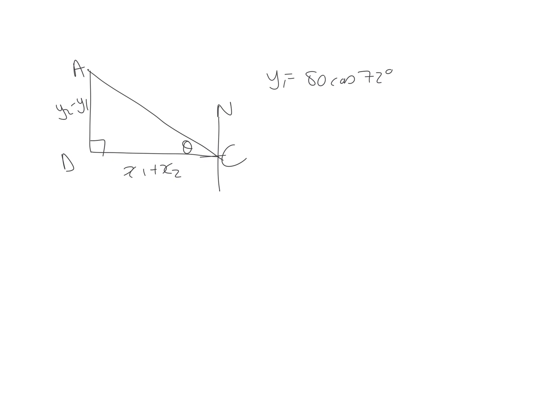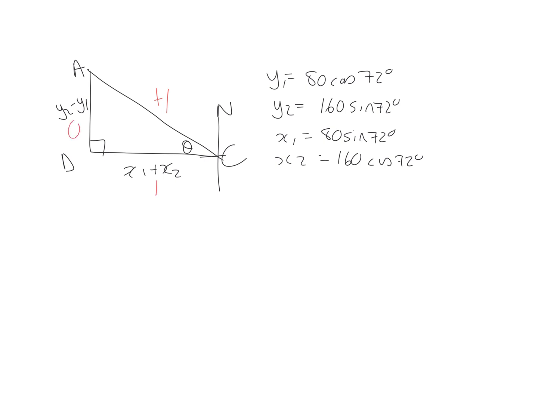Our y1 equals 80 cos 72 degrees. Just writing down all the values from the previous screen. y2 is 160 sine 72, x1 is 80 sine 72 degrees, and x2 is equal to 160 cos 72 degrees. So I label first trigonometry: hypotenuse, that's opposite, that's adjacent. Write down SOH CAH TOA. And I have O and A, so I can tick O and A. So I'm clearly looking at tan.